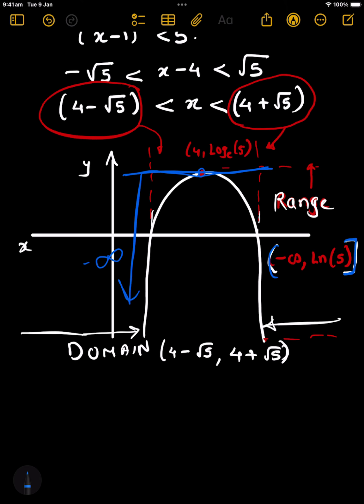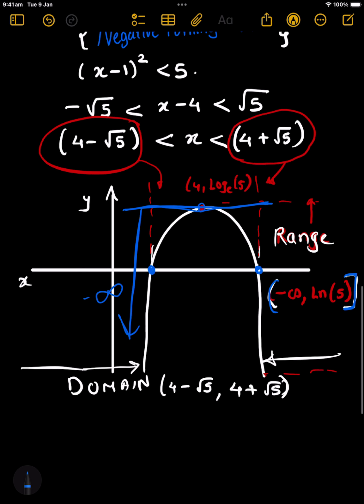And then for our domain, you can see these two points. So it's going to restrict it. It's not going to go on forever like the other examples. So if we equate it, we'll get 4 minus root 5 and 4 plus root 5. So here and here. And it's like a restricted domain. So our domain is 4 minus root 5 to 4 plus root 5.